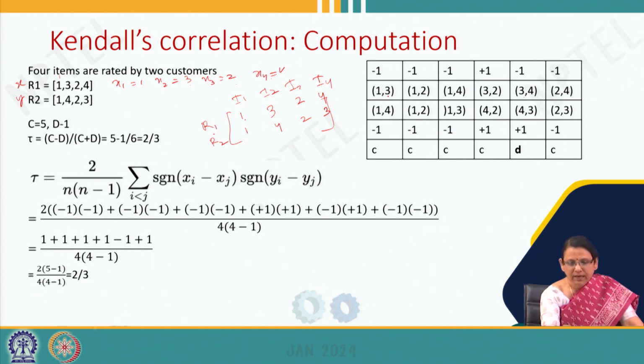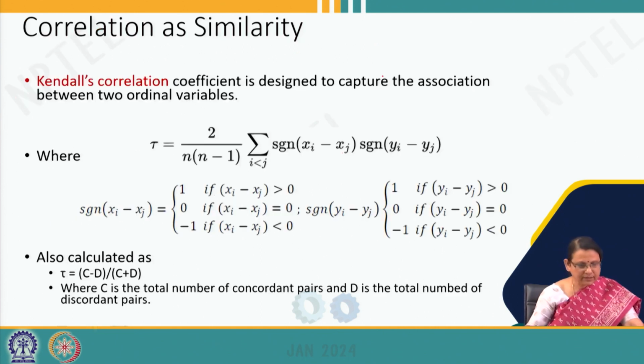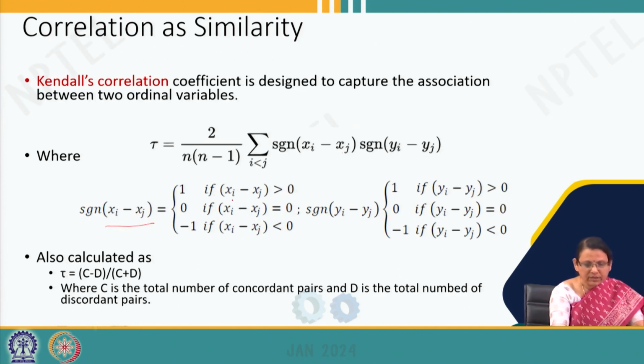So if this one is higher than this, we give it -1. That is defined by this sign function. If xi minus xj is greater than 0, then it is 1. If it is less than 0, it is minus 1. If they are equal, they are 0.